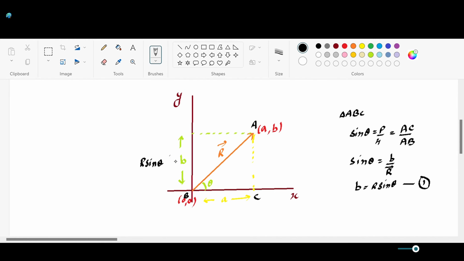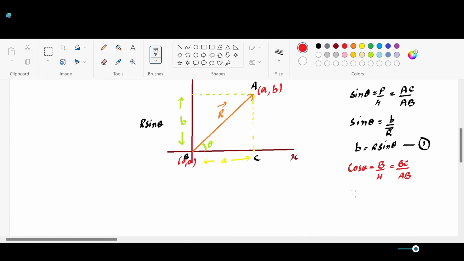And next is cos theta. Cos theta is base upon hypotenuse. Base is how much? BC upon hypotenuse, which is again AB. If I substitute these values in cos theta, it will be a upon r, and a will be equal to r cos theta. Once again, I am repeating that this r is the magnitude, not the vector itself, right? Clear? Okay.